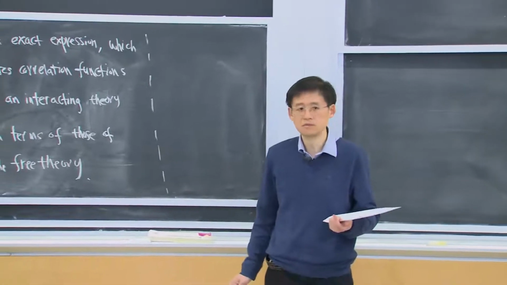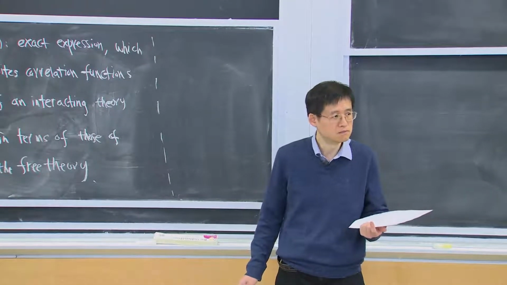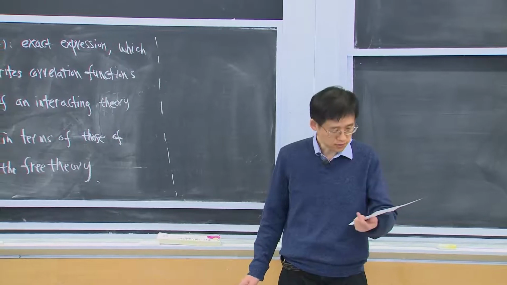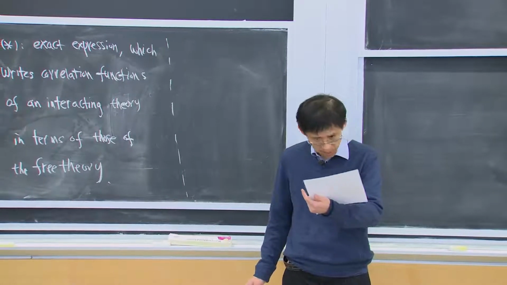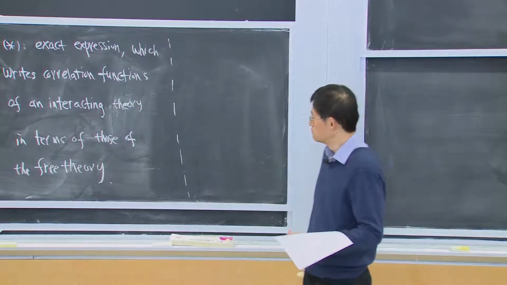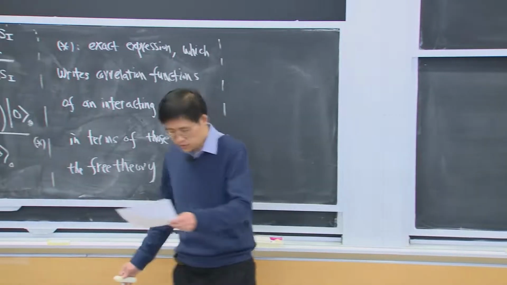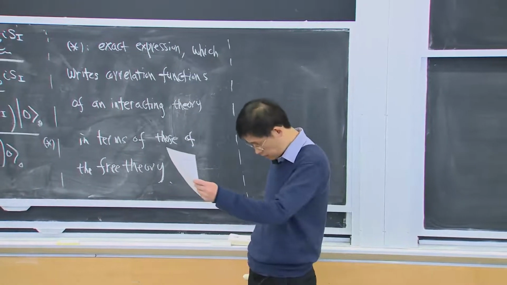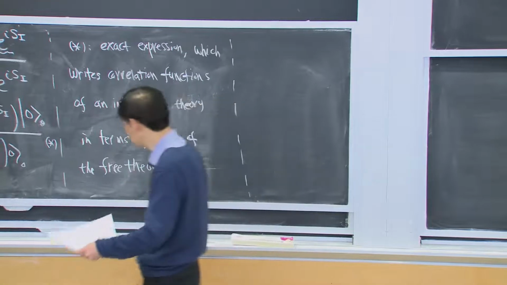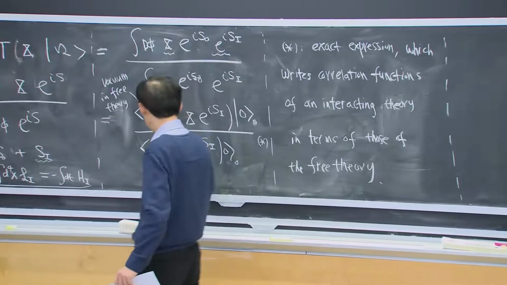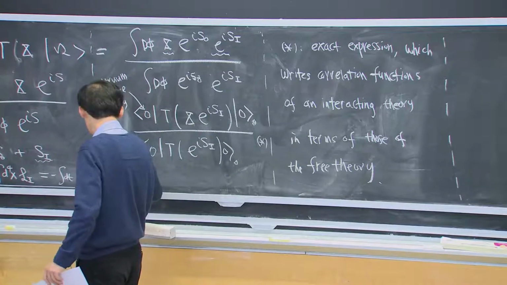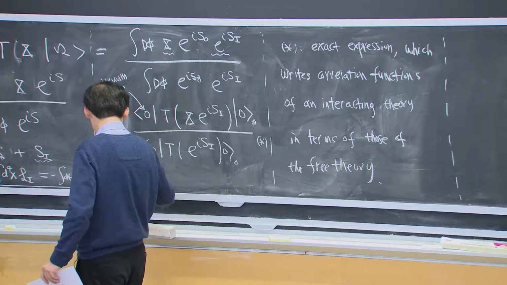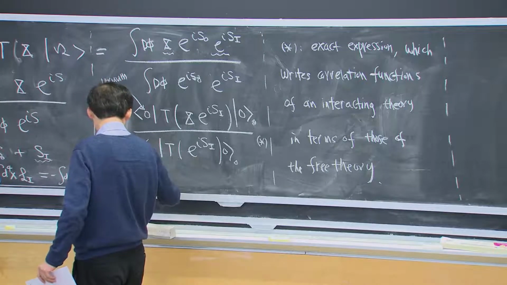Other questions? Okay. And this is precisely the expression which was derived in Peskin. So this equation is 4.31 of Peskin and Schroeder.